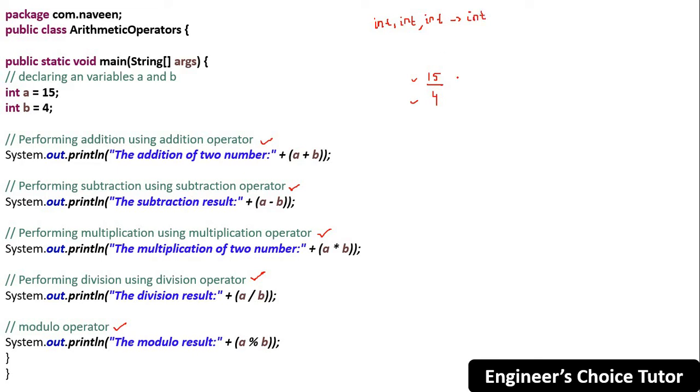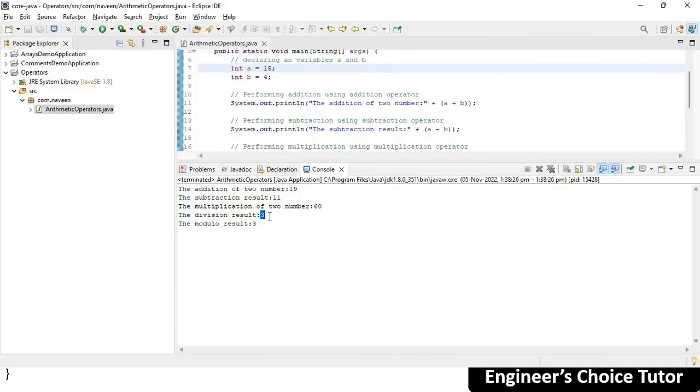So 15 divided by 4. If I divide 15 by 4, what will come? See, 15, then 4. 4 3s are 12. The remainder is 3. So this 3 will come in your result. Why? Because if you want more precision, you have to take one dot and do something more, right? Like this. But as the return type is int type, it will ignore this part. So you will get only 3 in the result. That is the reason you are getting the division result as 3.